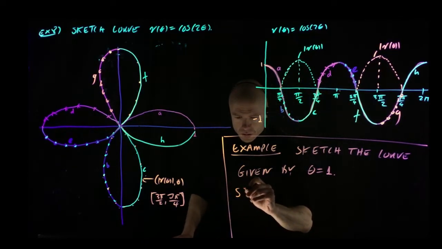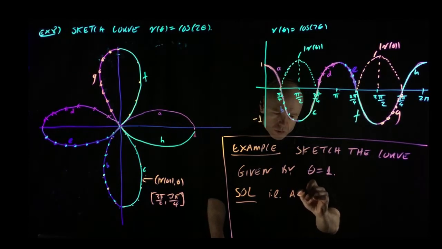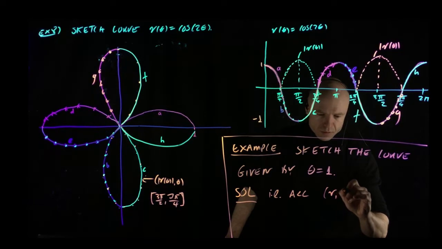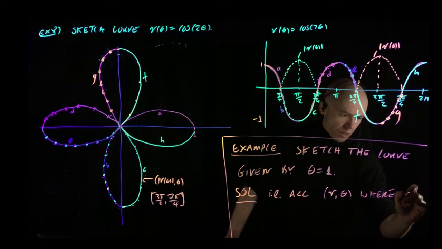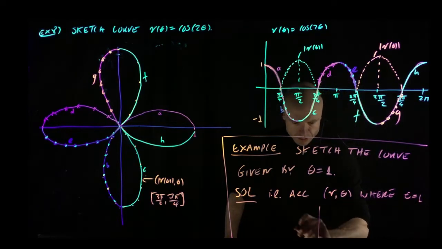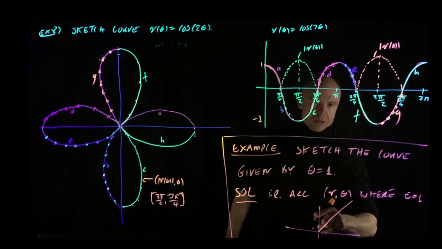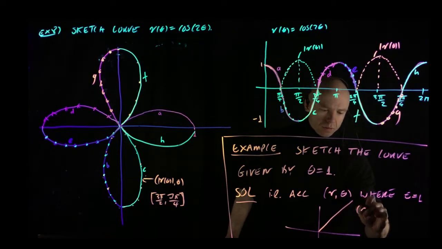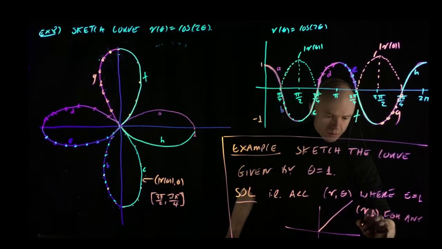This is a very similar kind of game. So, solution. We've got to think about all polar coordinates r, theta where theta equals 1. So if we do our little graph right here, theta equals 1, well, what's that? I guess that's the angle like this. And since r can be anything, that's going to include everything like this. Every positive number, so (r, 1) for any r bigger than or equal to 0.